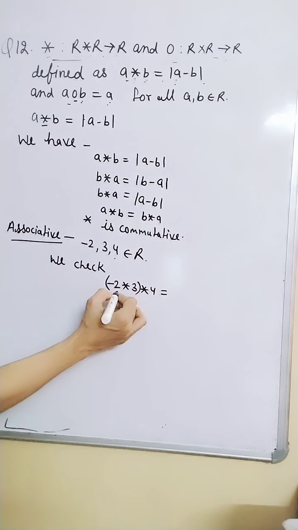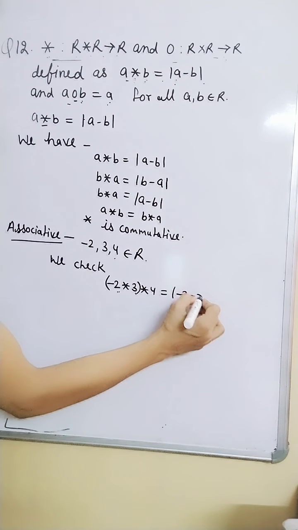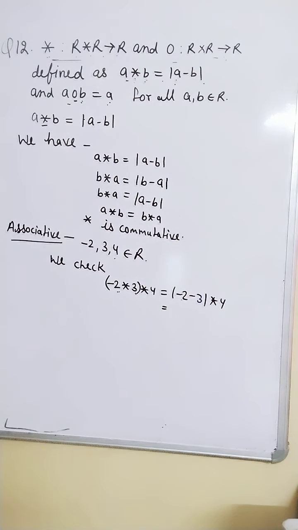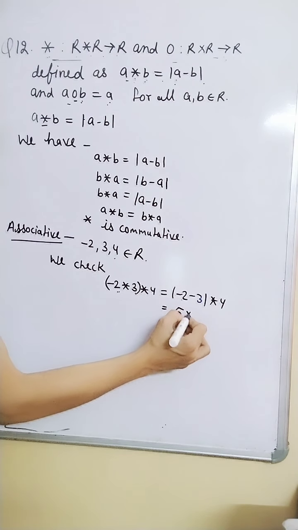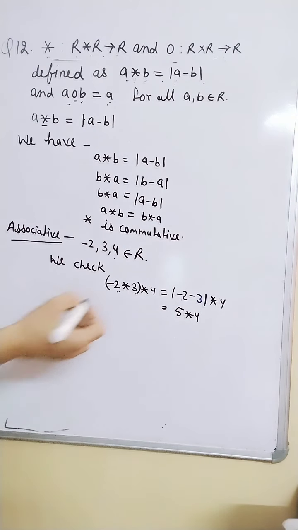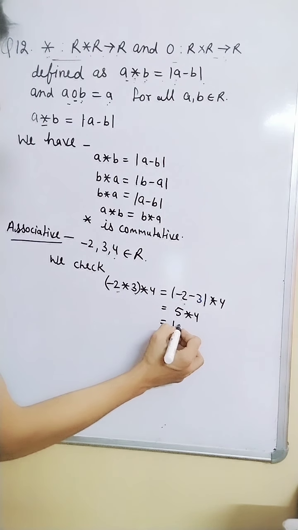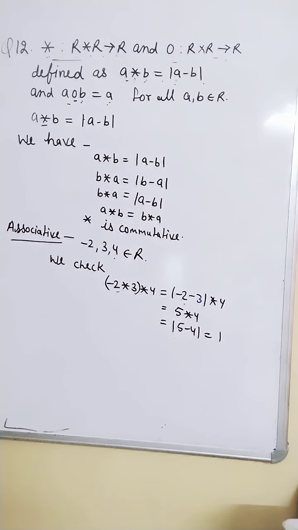If we apply this operation between these two elements, we will get mod -2 minus 3, operation 4. -2 and -3 is -5, and when we take the mod we will get 5 operation 4, right? Because when you take it out you get +5, so this is 5 operation 4. When you apply 5 operation 4, it means 5 minus 4, which is 1, right? So we are getting 1 for this.